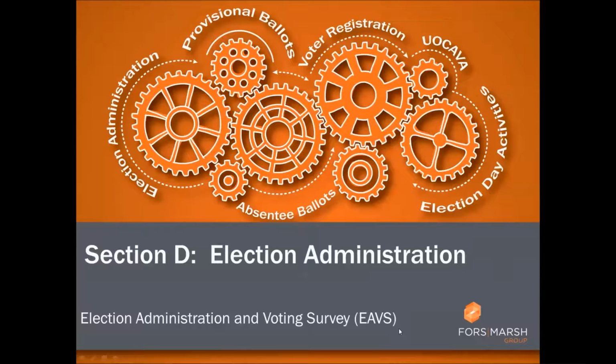And today I'll be talking about Section D of the Election Administration and Voting Survey. Section D covers election administration issues. Before we begin, it will be helpful for you to have two documents. First, a copy of the Election Administration and Voting Survey instrument, and second, a copy of the supplemental instruction manual that goes along with the survey instrument.